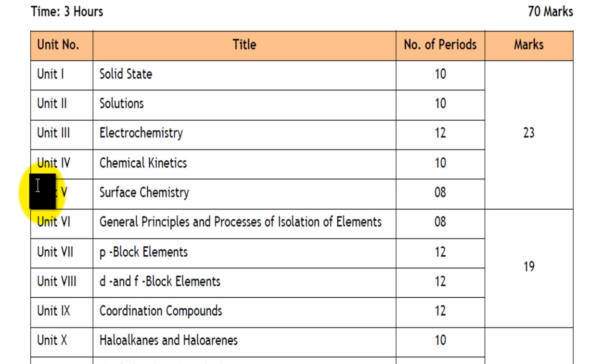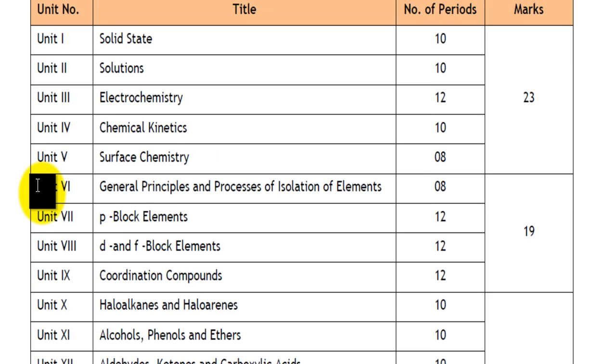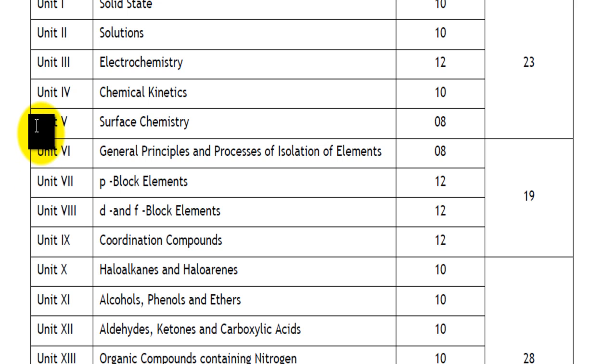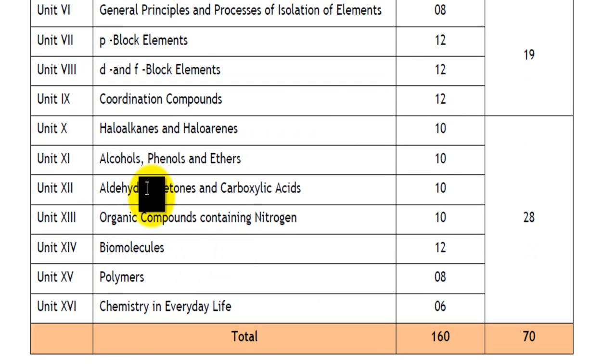All these 5 units will carry a total of 23 marks. These are solid state, solutions, electrochemistry, chemical kinetics and surface chemistry. Then unit 6, that is general principles and processes of isolation of elements, p block elements, that is the 7th unit, d and f block elements and coordination compounds. These 4 units will carry a total of 19 marks weightage.